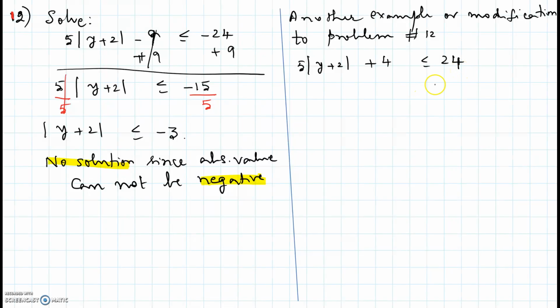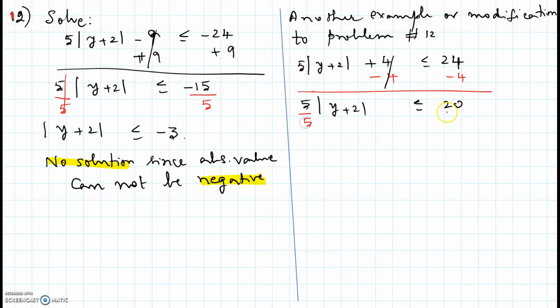Here also the method is the same. We have to isolate the absolute value expression on one side. So subtract 4 on either side. That will result in 5 times the absolute value of y plus 2 is less than or equal to 24 minus 4. Then you still have to divide both sides by 5. So that will be the absolute value of y plus 2 less than or equal to 4.